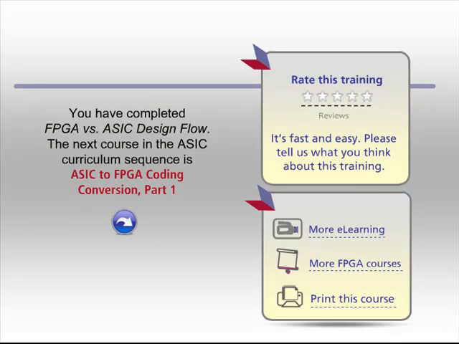Now, don't forget to start the coding conversion modules next. This will continue the comparison of ASIC technologies to Xilinx FPGAs.